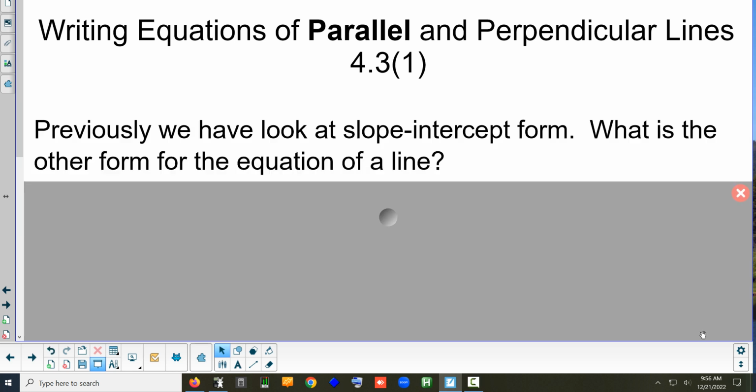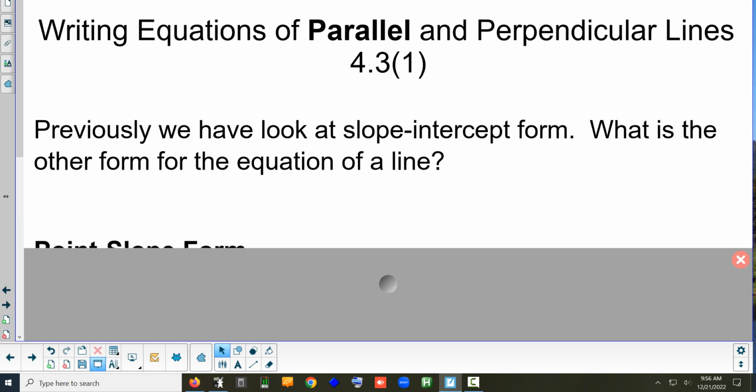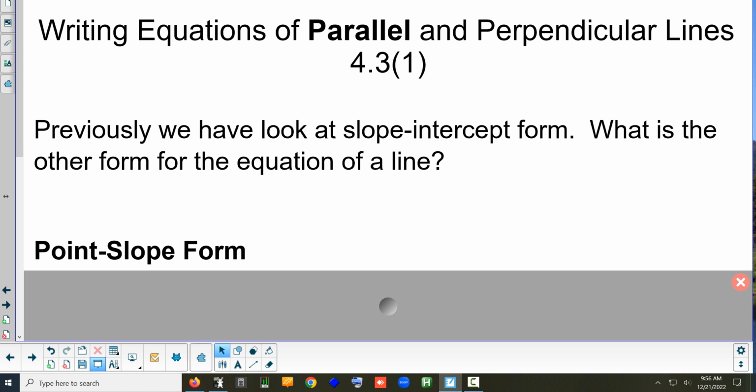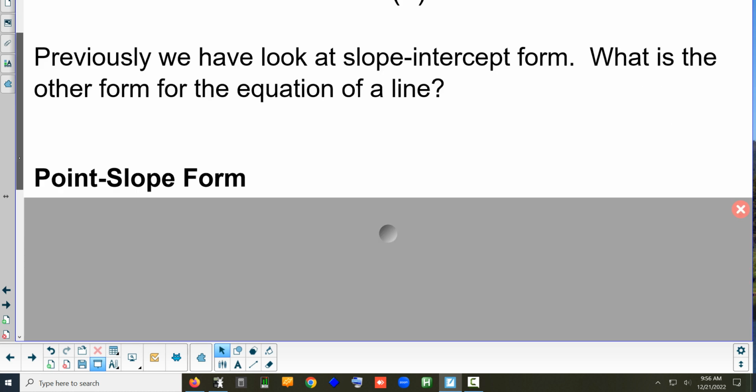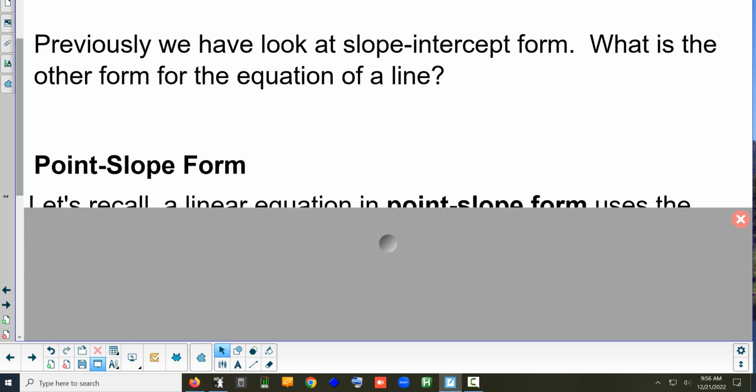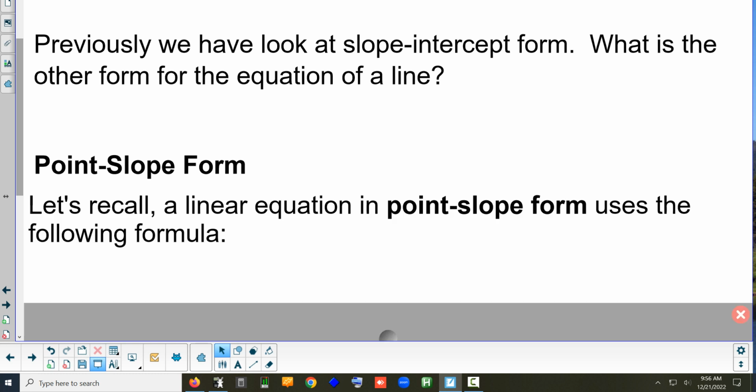And can someone remind us again, we already wrote this yesterday, we're just going to write it again. What is the other form of the equation of a line called? Not slope-intercept. That's y equals mx plus b. Does anyone remember the name of the other one? Yeah? Point slope. And does anybody remember what the formula is for point slope? Yep. y minus y1 equals m times parentheses x minus x1. Yep, exactly.